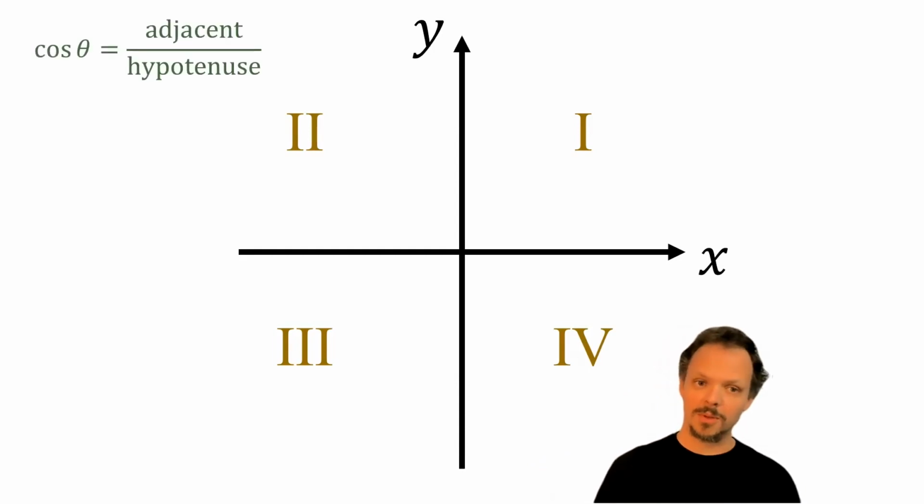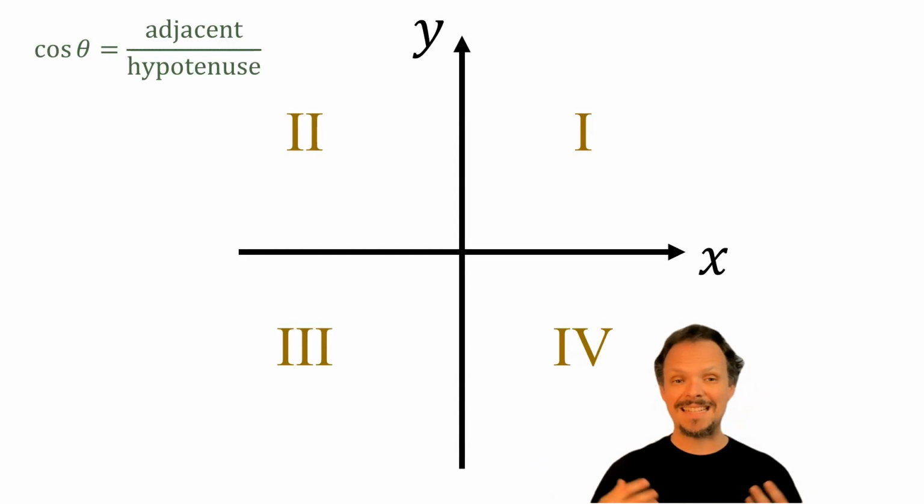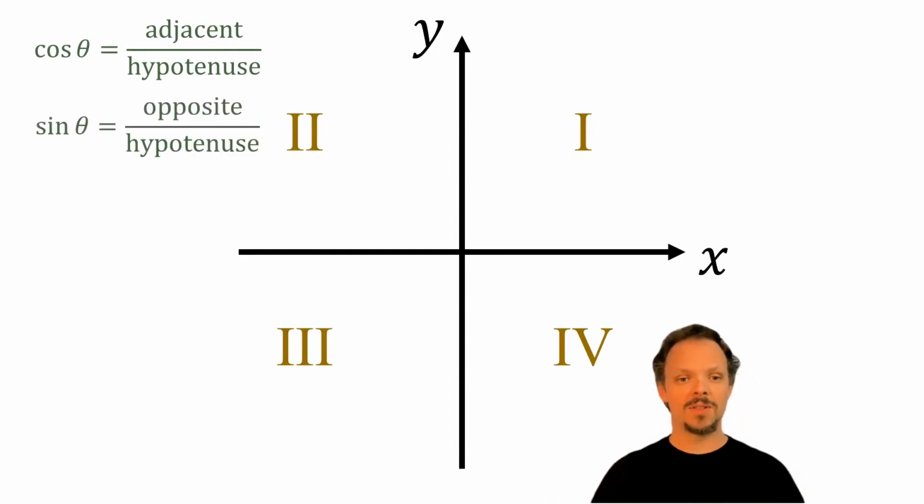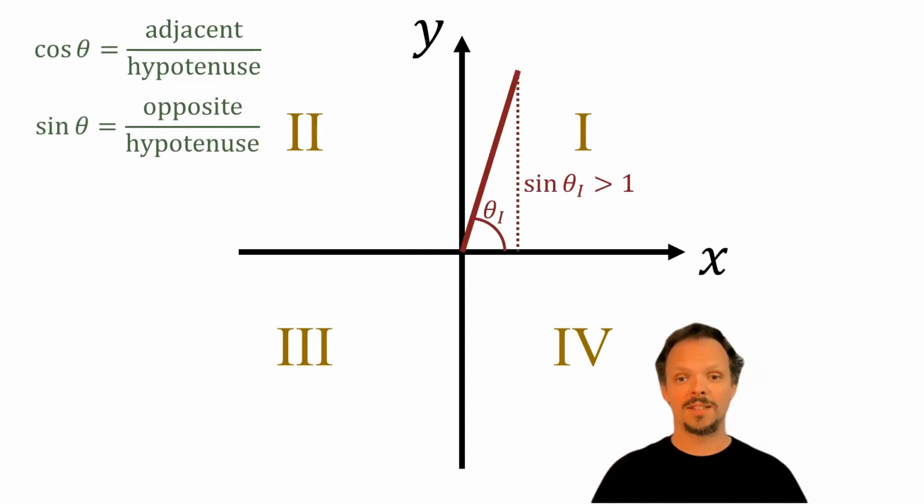Now, just as a little bit of review, the definition of cosine is the adjacent side to the angle divided by the hypotenuse, and sine is the length of the opposite side relative to the hypotenuse. So now let's go through and check the signs, positive, negative, or zero, for the sine and cosine trigonometric functions in each of these four quadrants.